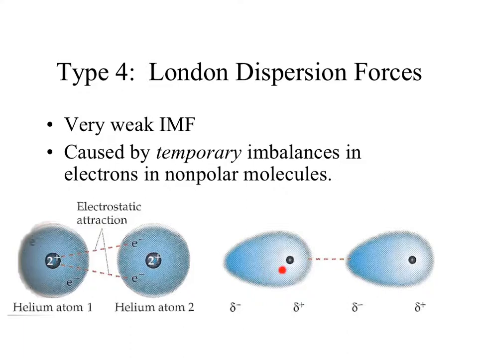So it's really like this is happening at just one instant in time, just a snapshot, whereas hydrogen bonds and dipole-dipole interactions are occurring all the time. They might be moving and changing and switching, but you're always having that polarity, that positive to negative attraction.